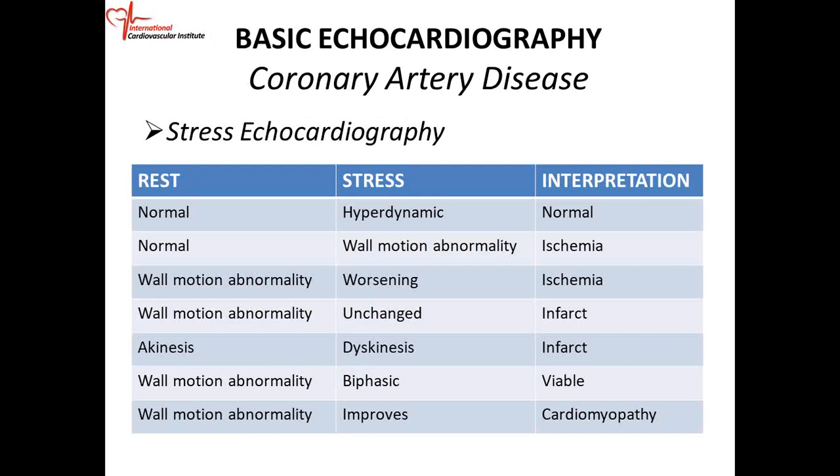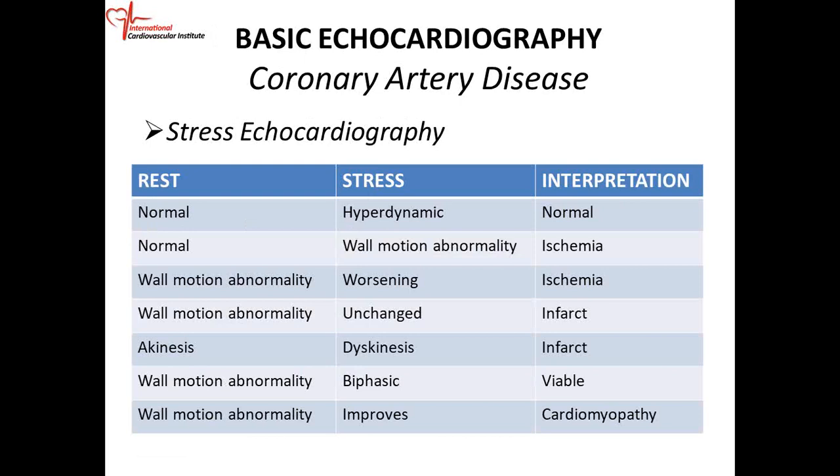All right. So when we do stress tests, we have a system to interpret the stress test. If your resting 2D echo shows a normal segment or regional wall, and then when you do your stress echo, you look at that same segment and it's hyperdynamic, then that's a normal segment. That is what's supposed to happen.